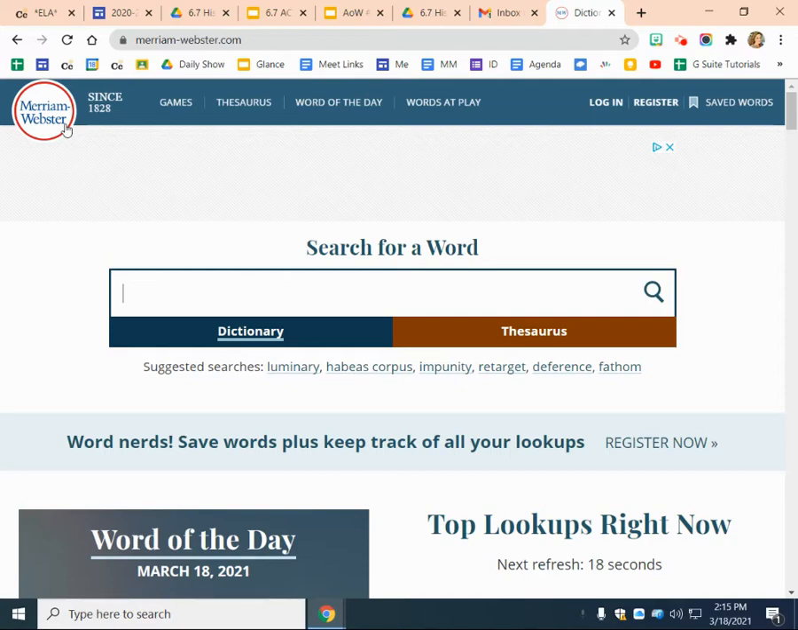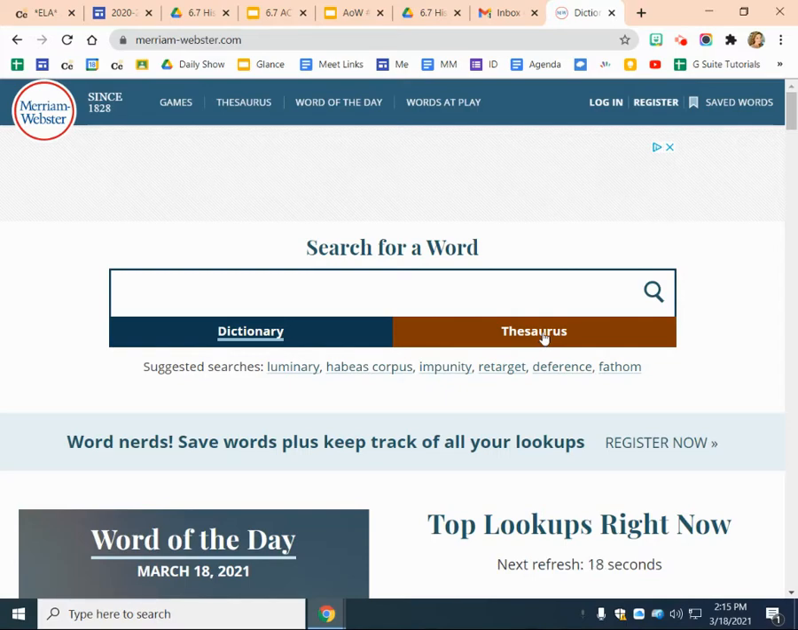So this is what I think is the best online dictionary. It's Merriam-Webster. And when you go to the home page, you literally have this big box and you type in the word that you're looking for the definition of. Notice that it says dictionary and it says thesaurus. I do want to point out to you what the difference is. The dictionary gives you definitions. The thesaurus gives you other words that mean the same thing. Let me demonstrate for you.